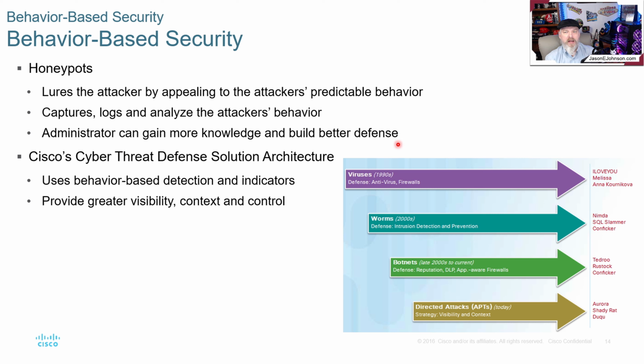So you set a honeypot out, it's maybe open ports and some different things that are kind of left open, and someone attacks it, and then somebody's trying to get into your system, and you can see how they're trying to attack, and then you can make sure that your regular systems are fixed or up to date. Cisco's cyber threat defense solution architecture uses behavior-based detection and indicators, and it provides greater visibility and context and control.